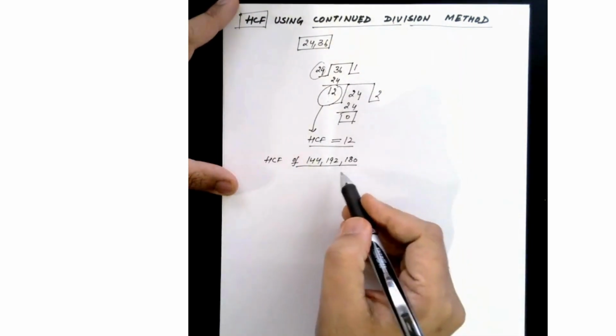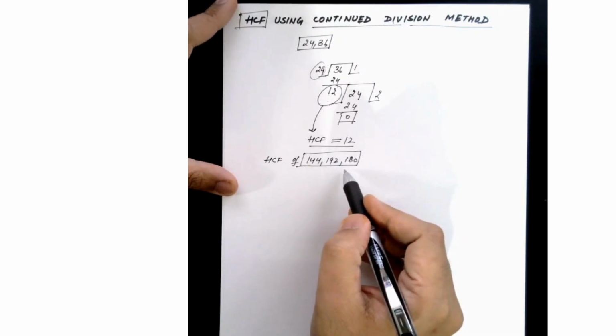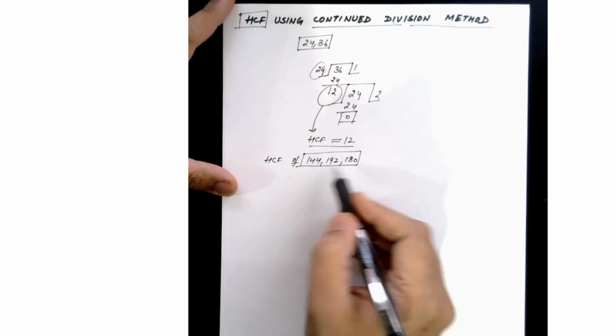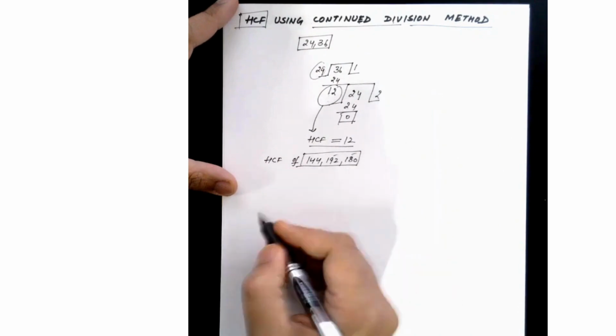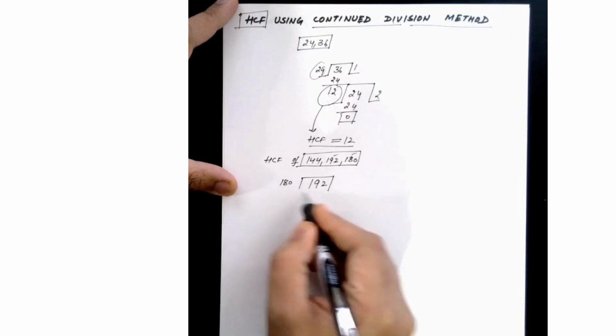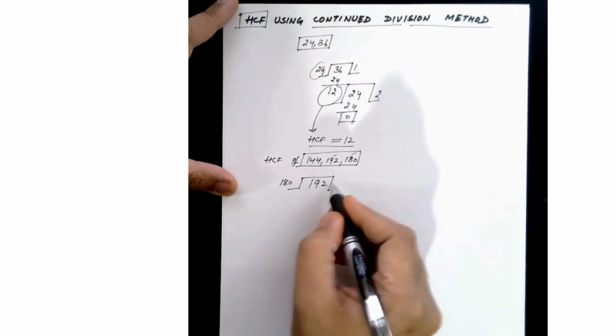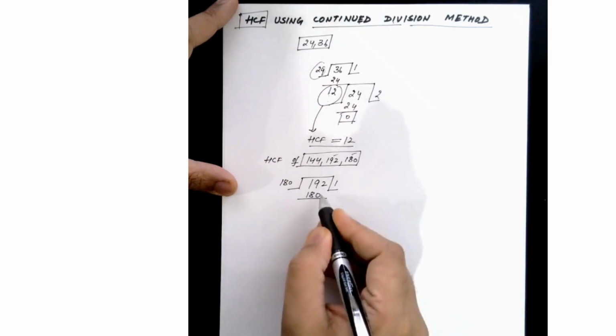So how it works is, when we have three numbers, we take two of them, use the same method to find the HCF, and once we have the HCF, we use that HCF to find the HCF between that HCF and the third number. So here we take this and this, so we bring 192 inside, 180 is outside. So if we take 180 into 1, it is 180, and the balance is 12.